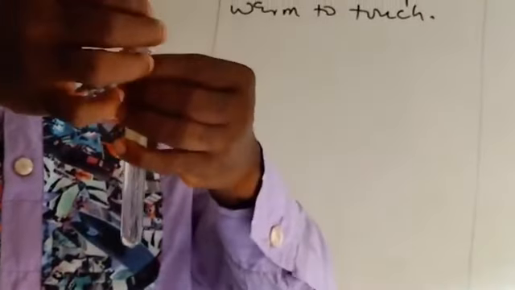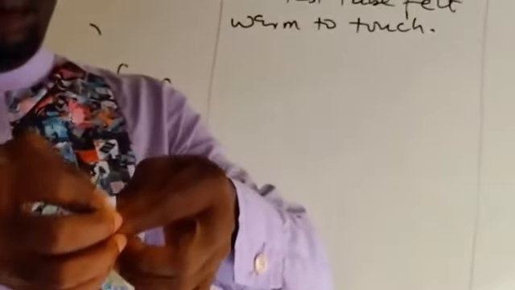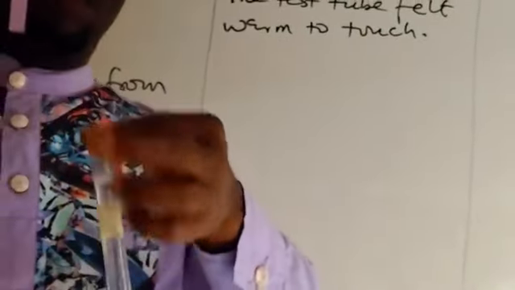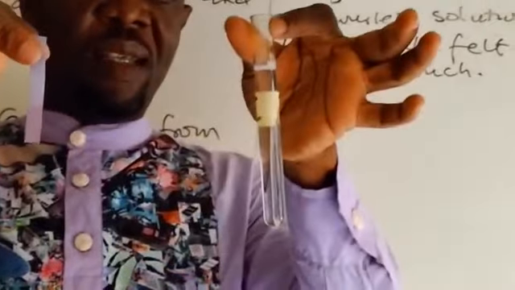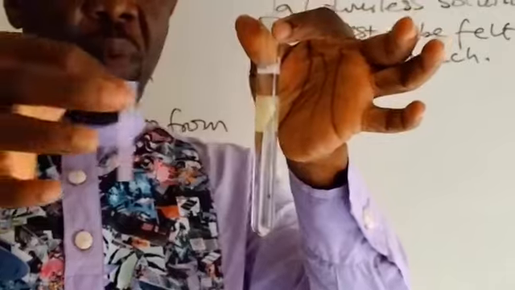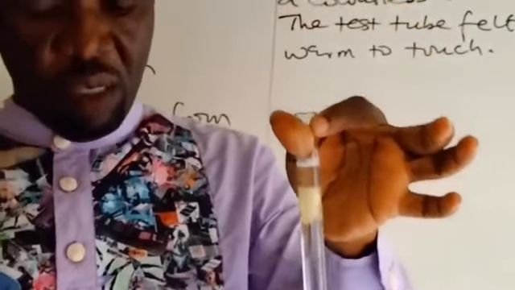So on dipping the blue one, let's see what will happen. Just for a second. The blue one, you can see this one changed to red. That means this solution is acidic by changing blue paper to red. So let's report our work on the board.